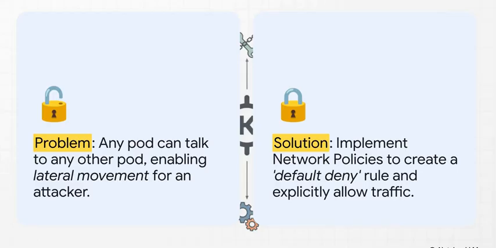By default, a Kubernetes cluster is like a house with no internal walls. Every single pod can talk to every other pod. If one of them gets compromised, an attacker can just move laterally across your entire network. The solution is to build those walls using network policies. You can create a default deny rule and then explicitly allow only the traffic you absolutely need, like letting your front end talk to your back end and nothing else.